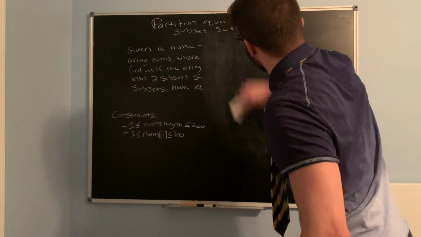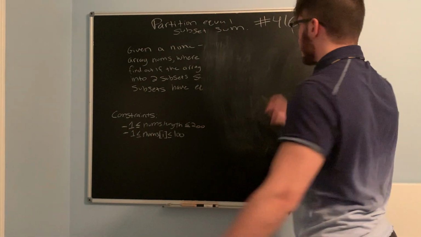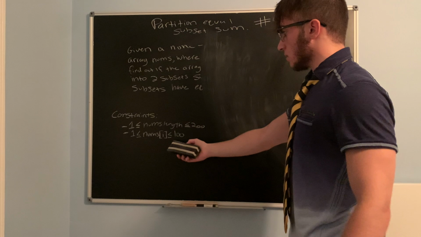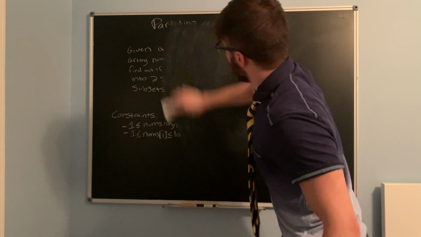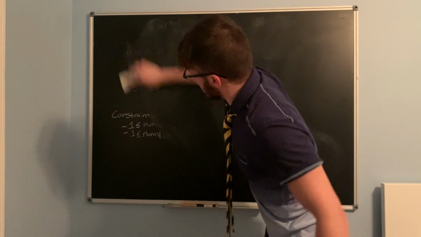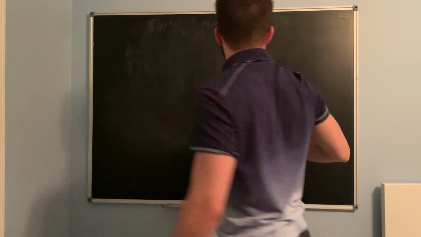If you can't tell, this is a DP problem. Hence the constraints being so low, meaning that solving this in linear time, or at least polynomial time, is going to be difficult. But we'll see what we can do.